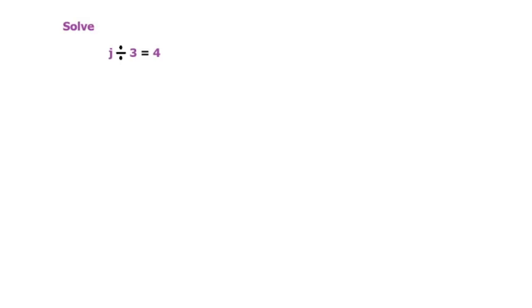In this video, we're going to work on a variable equation. So if we have something like this that says solve j divided by 3 equals 4, what does that even mean? So j is a variable. A variable could be any number. Right now it's just being represented by a letter because we don't know what that number is. We're trying to find it. So that's the point of this problem, to try to find what j is.